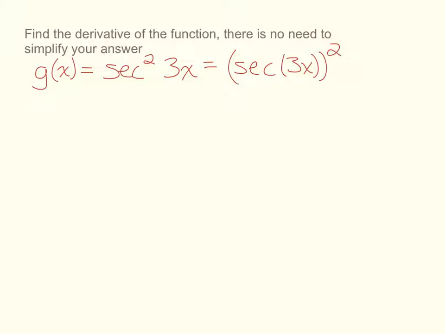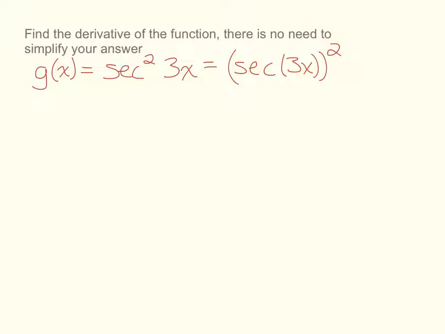Looking at this function, you can see that we will need to be using the chain rule. We have an inside function which is secant 3x, and we have an outside function which is the exponent squared, the exponent 2 out here.